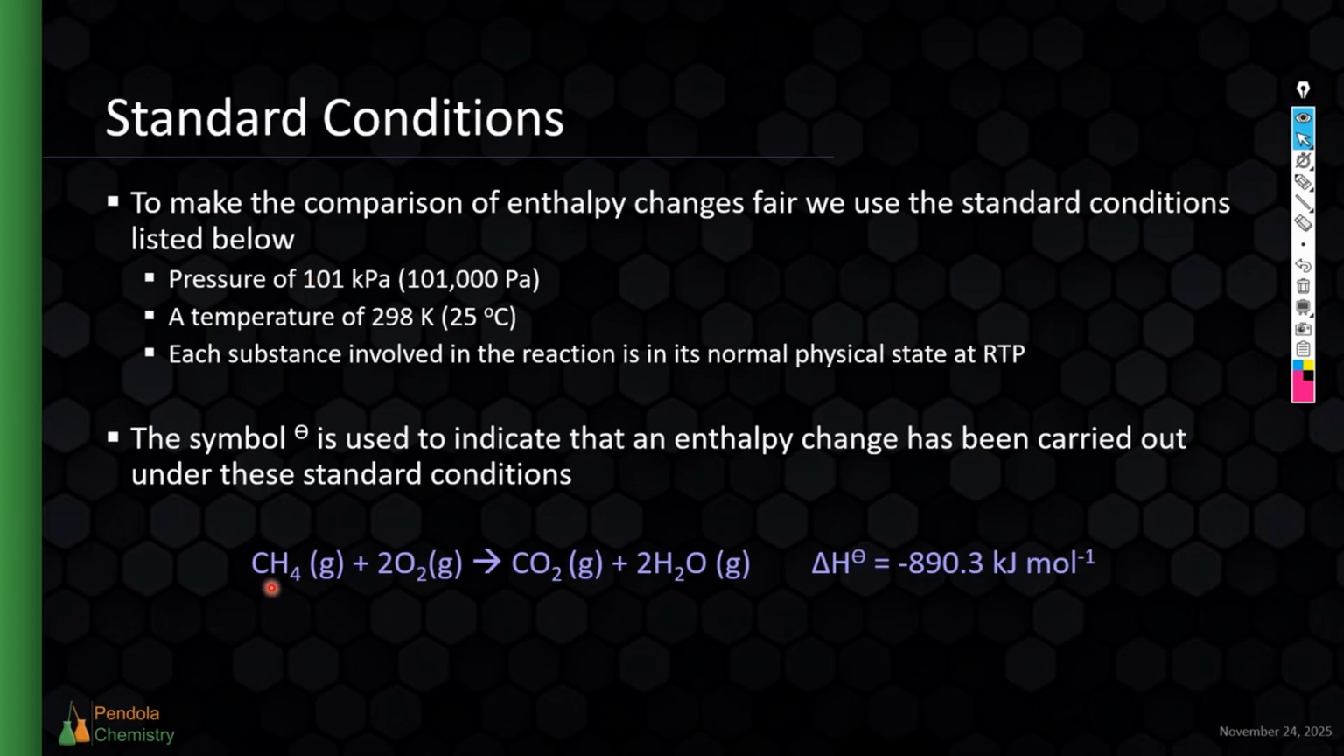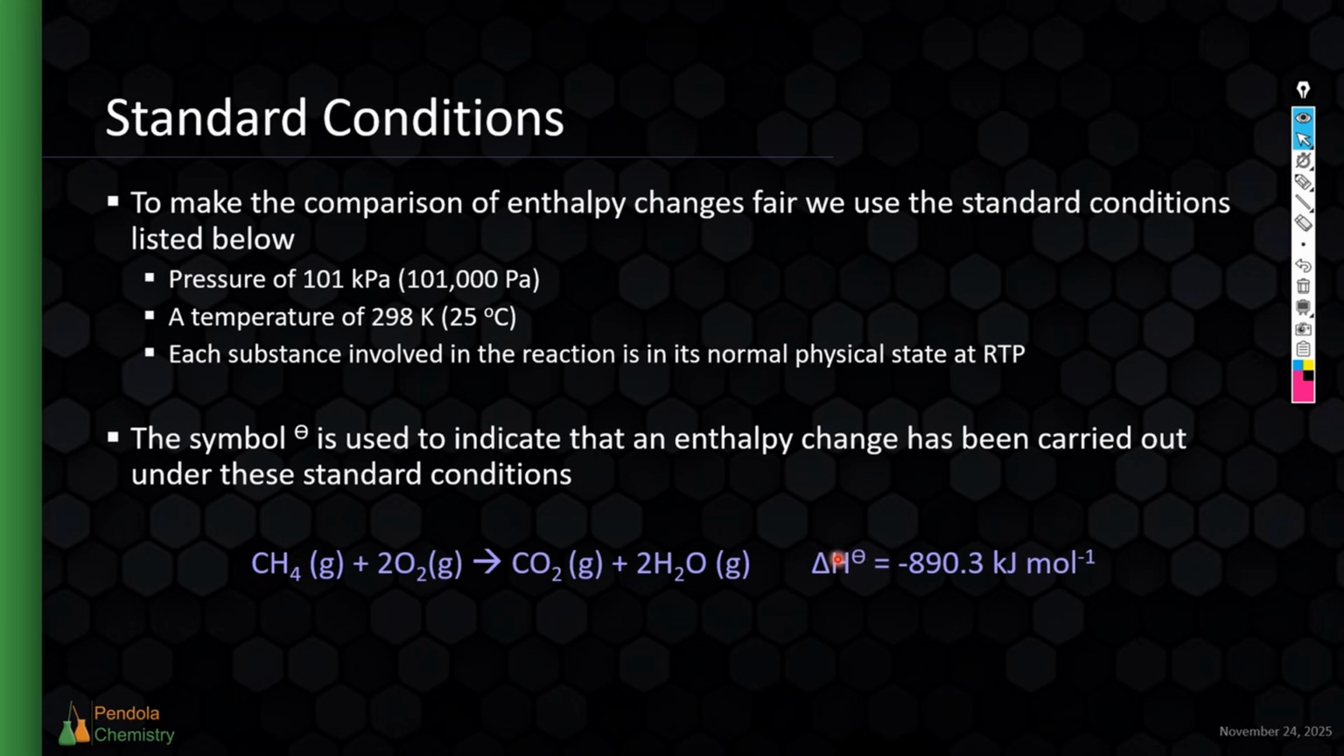So, for example, if we had the enthalpy change of the combustion reaction between methane and oxygen to get carbon dioxide and water, this reaction can be carried out at 298 Kelvin, which is 25 degrees Celsius. It could be carried out at 0 degrees Celsius. It could be carried out at 50 degrees Celsius. So in order to show that this was carried out at 25 degrees Celsius and 101 kilopascals of pressure, we say that the standard enthalpy change is negative 890.3 kilojoules per mole.